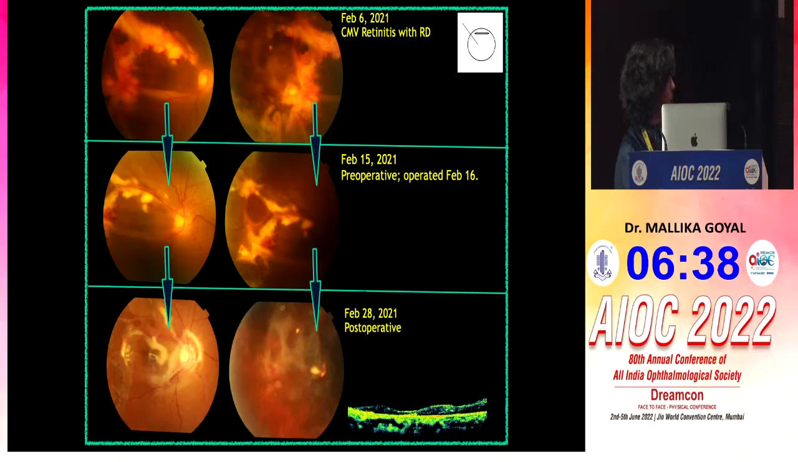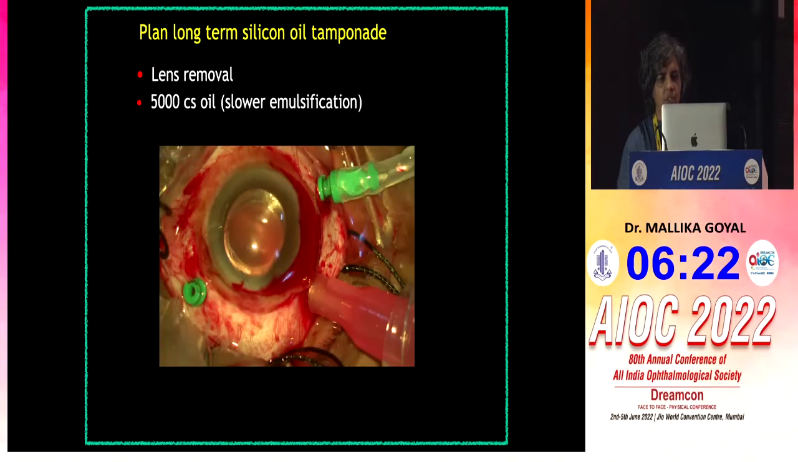As you see here, extensive retinitis, multiple breaks, but within 10 days, we were able to operate her, and 2 weeks later, you can see that she has a very good situation. So intravitreal ganciclovir injections every 2 to 3 days, and then take up for surgery as soon as the retinitis seems reasonably inactive.